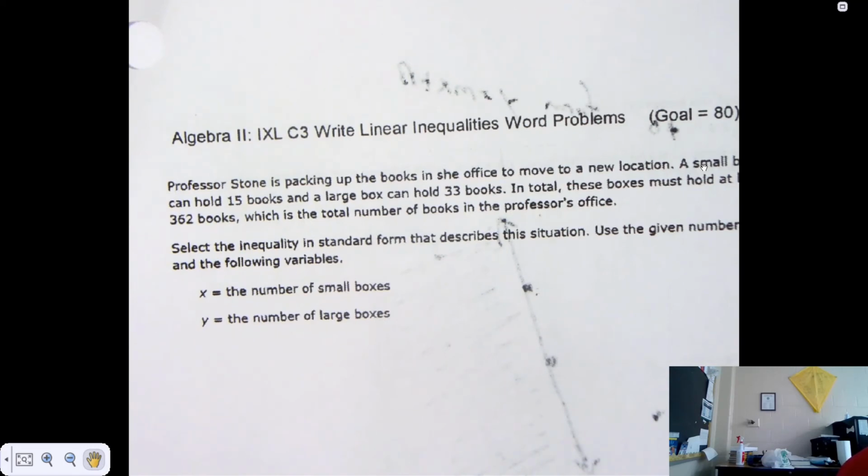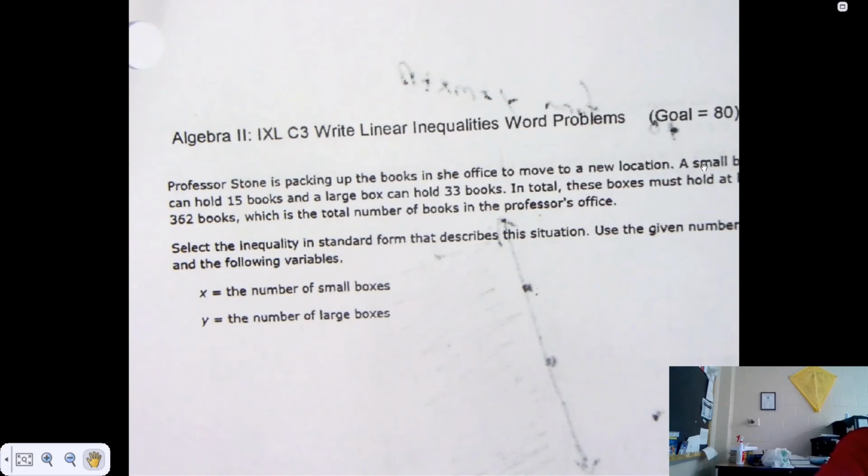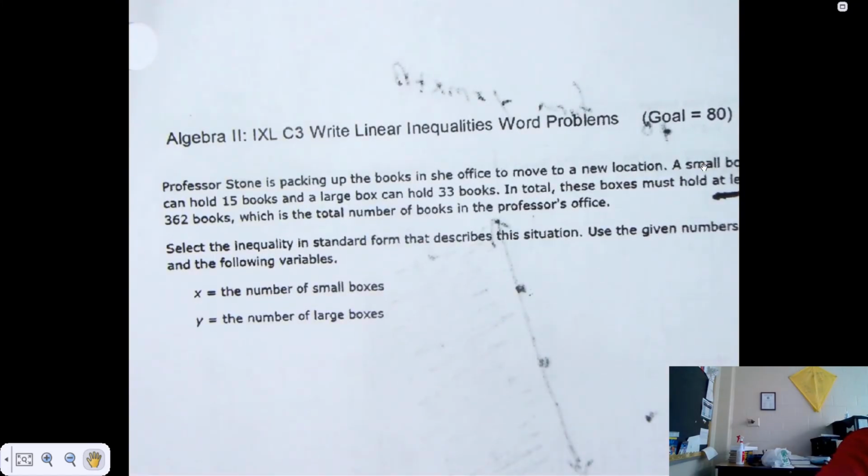I don't really know that you have to read the whole thing. You have to do a couple of these, but I'll read the first one to you if you can't read. Professor Stone is packing up books in her office to move to a new location. A small box can hold 15 books and a large box can hold 33 books. In total, these boxes must hold, look for keywords, at least 362 books, which is the total number of books in the professor's office. Select the inequality in standard form that describes the situation. Use the given numbers and following variables.